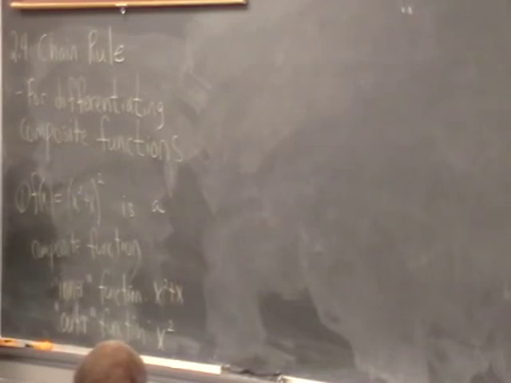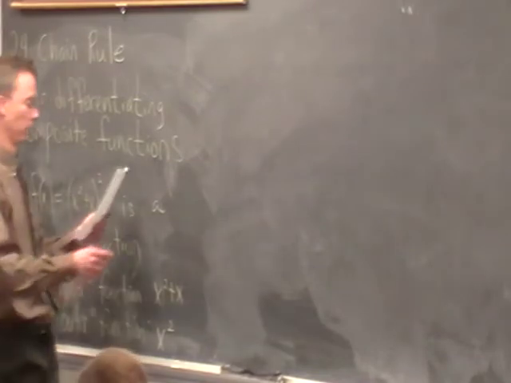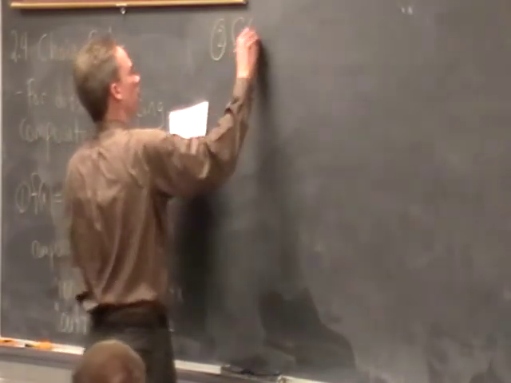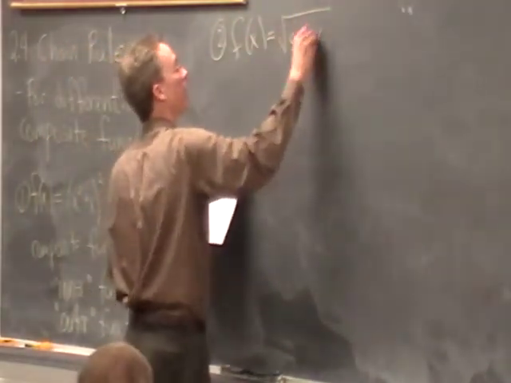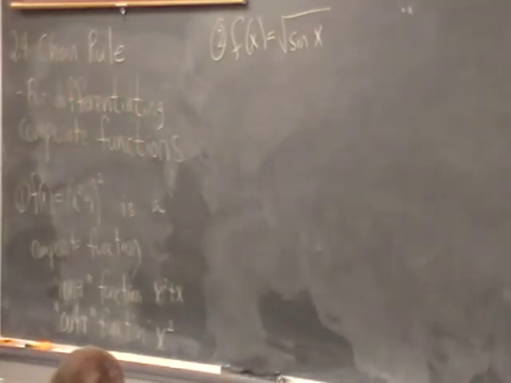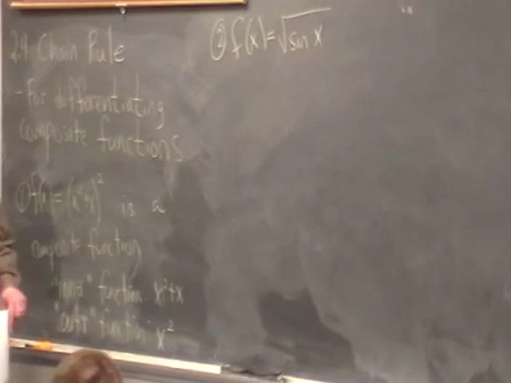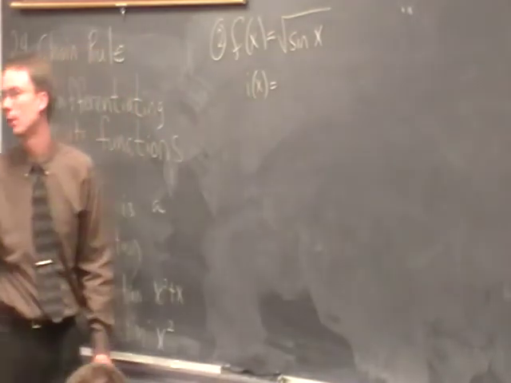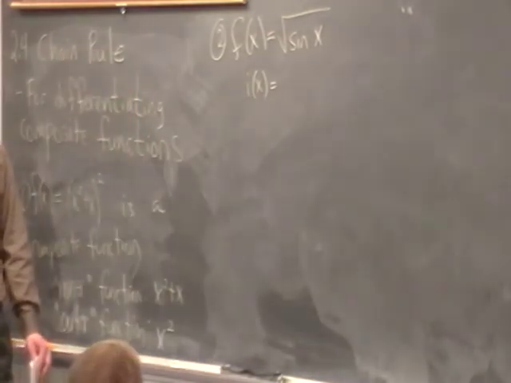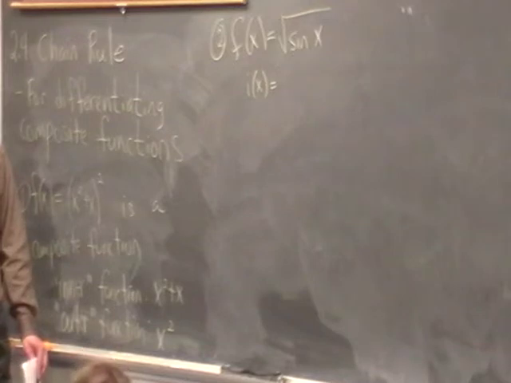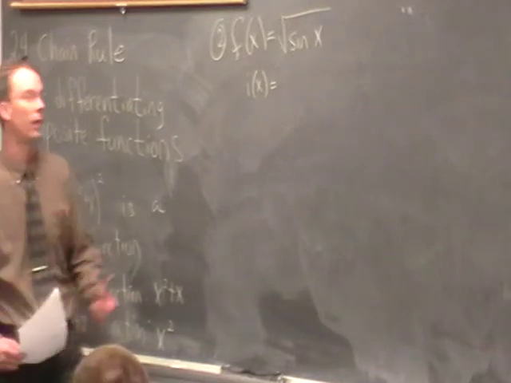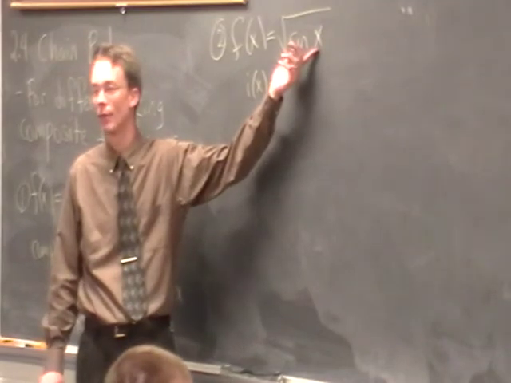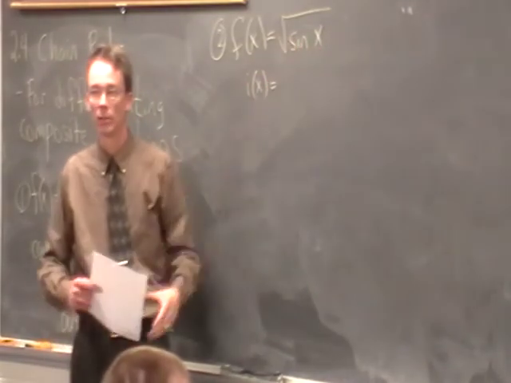Let's maybe try another one. If f of x is the square root of sine x, this is a composite function. It's going to have an inner and an outer function. I'll call the inner function I of x, instead of writing inner every single time. Sine x is going to be the inner function. That's kind of the subject in the sentence. That's what's having the action done to it.